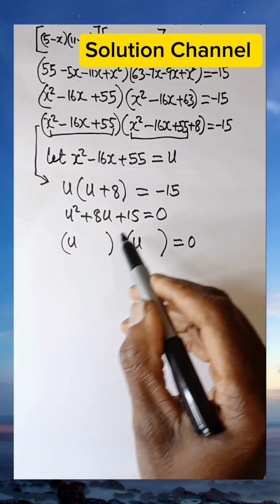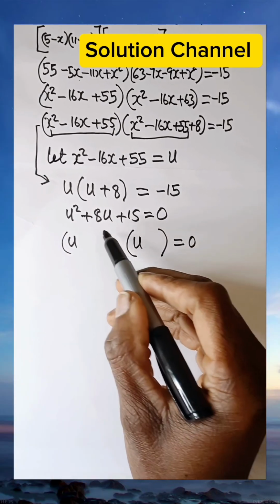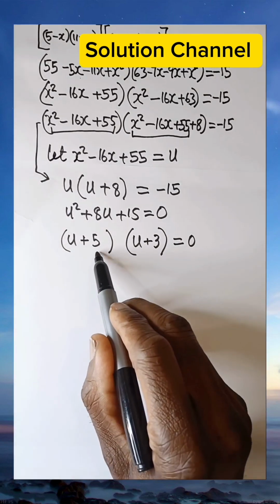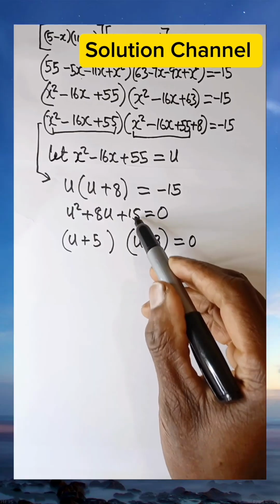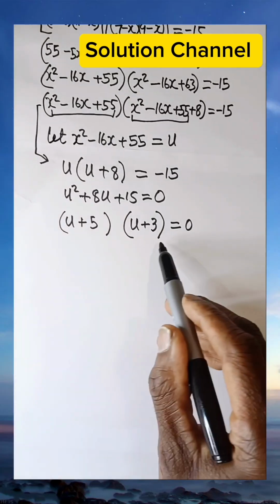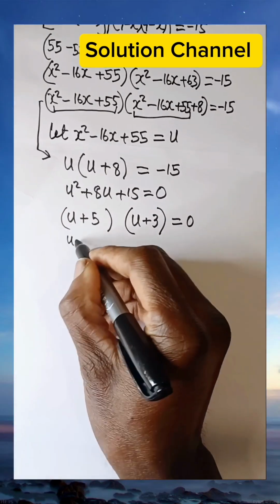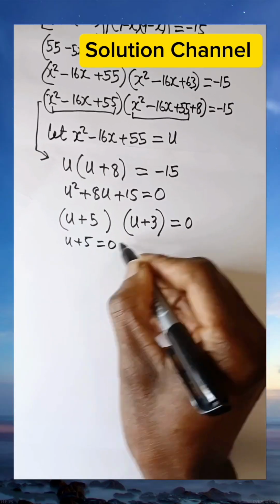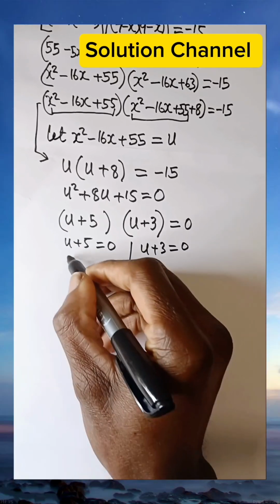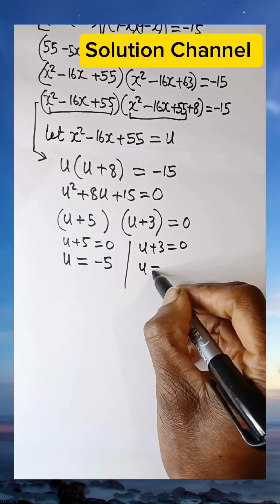Now we are going to find two numbers such that when we multiply the two numbers, it will give us 15, and when we add the two numbers together, it will give us 8. It turns out that the two numbers are 5 and 3. 5 times 3 will give us 15, and 5 plus 3 will give us 8. Now, we will apply the zero property by equating each of the factors to 0. So we are going to have u plus 5 is equal to 0, and u plus 3 is equal to 0. We have that u is equal to minus 5, and here u is equal to minus 3.